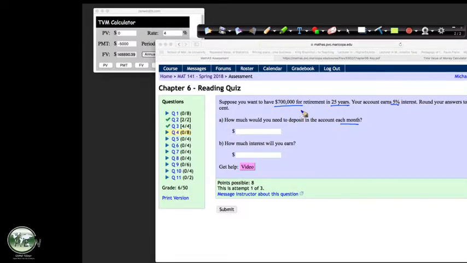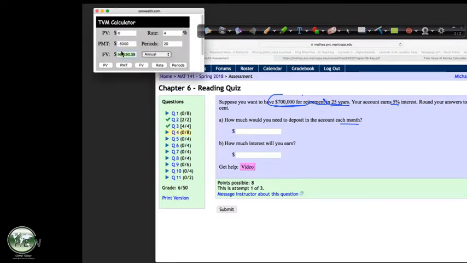So we want $700,000. What kind of a value is that? When do we want that money? When we retire in 25 years. So is it a PV or an FV? It's an FV. It's a future value.